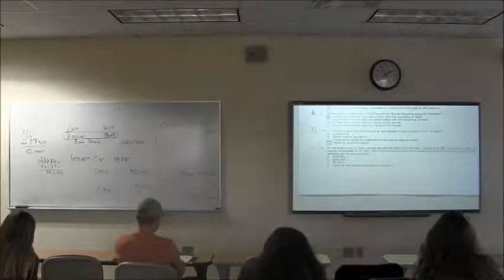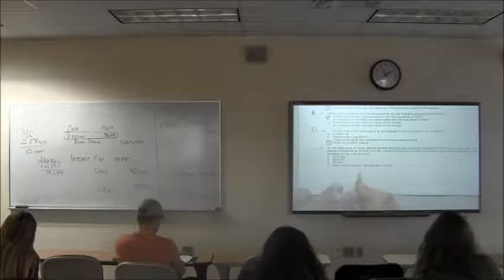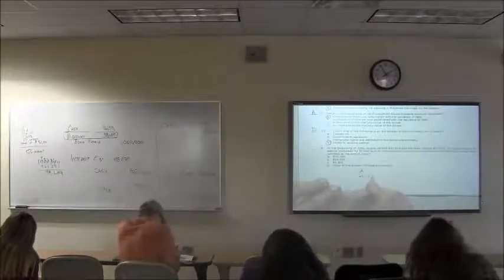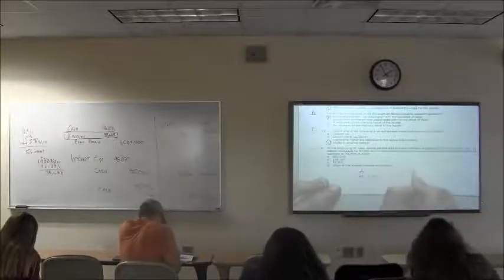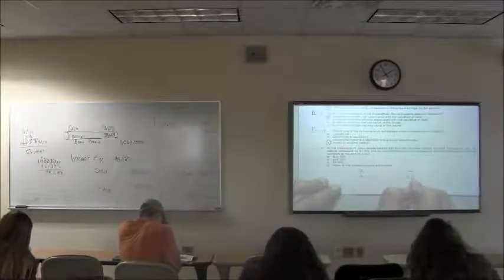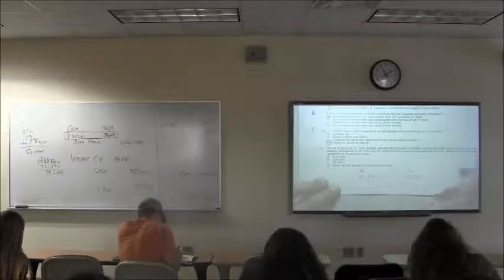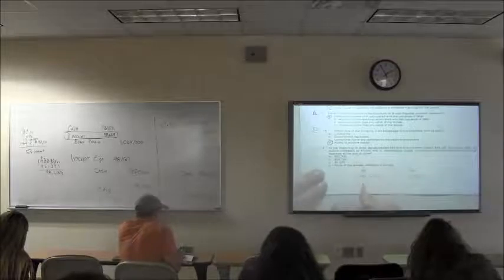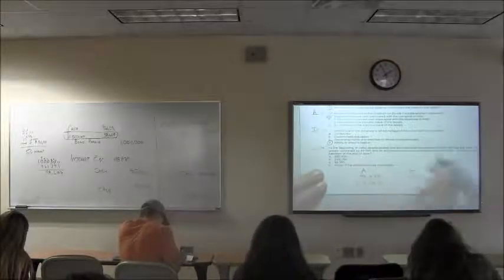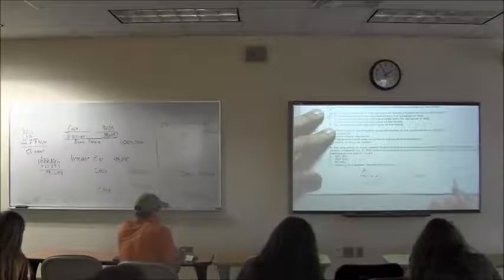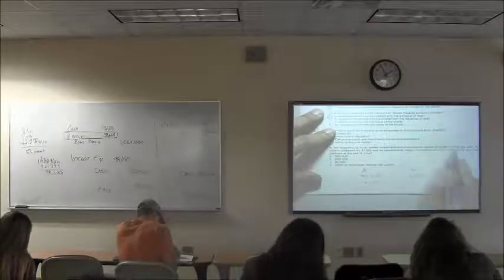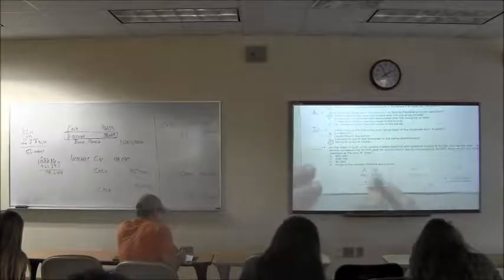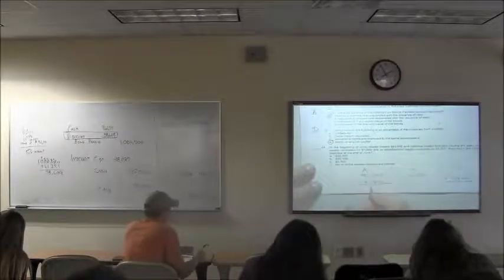At the beginning of June, assets totaled $45,600. Liabilities totaled $16,500. During the year, the assets increased by $7,000 and the stockholders' equity increased by $3,200. How much are the total liabilities at the end of June? Okay.